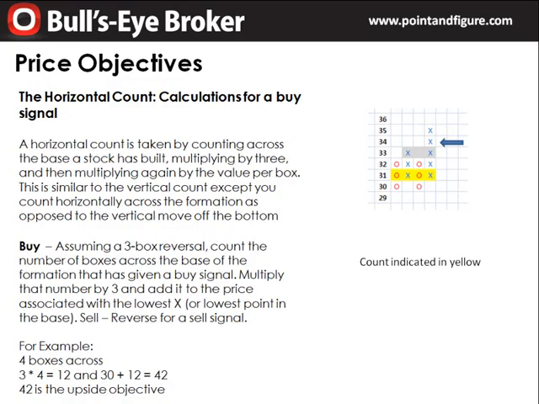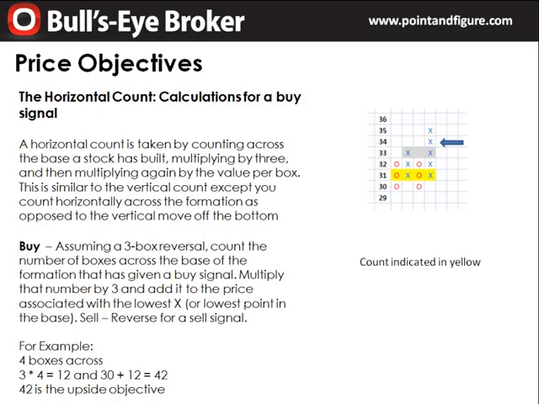Price objectives are also determined by using the horizontal count method. The horizontal count is taken by counting across the base a stock has built, multiplying by 3, and then multiplying again by the value per box. This is similar to the vertical count, except you count horizontally across the formation as opposed to the vertical move off the bottom. In a buy example, assuming a 3-box reversal, count the number of boxes across the base of the formation that is given a buy signal. Multiply that number by 3 and add it to the price associated with the lowest X. For a sell, you would reverse the procedure.